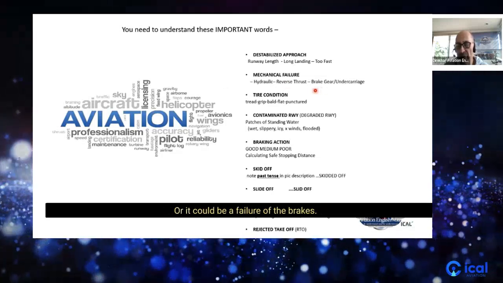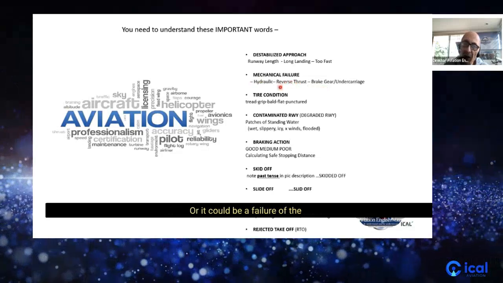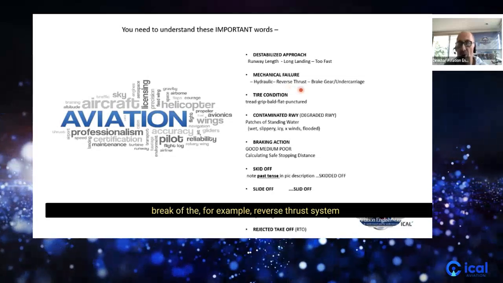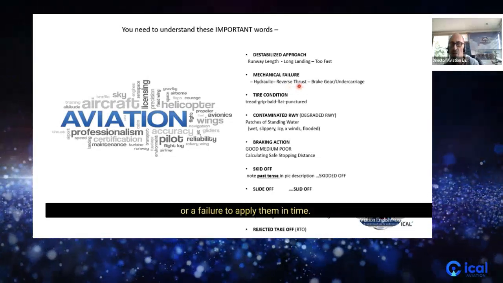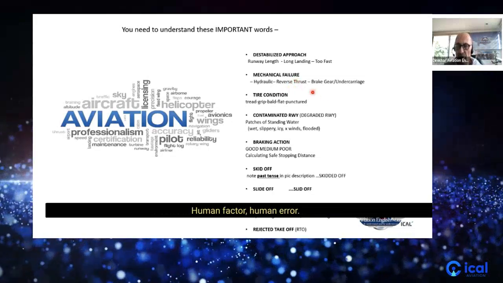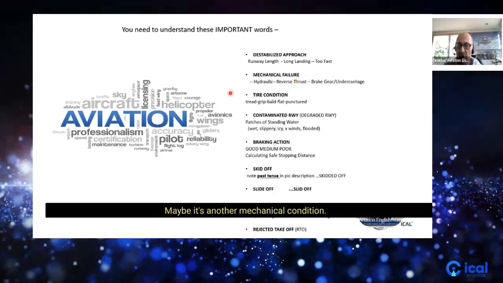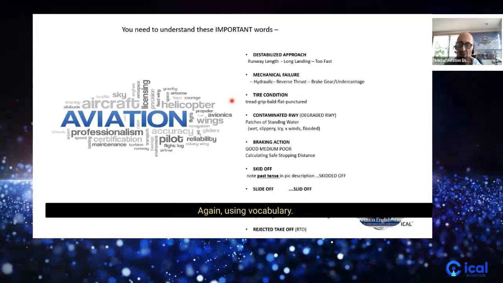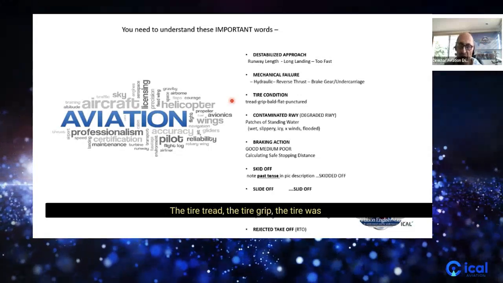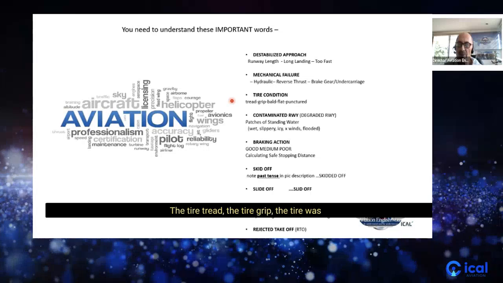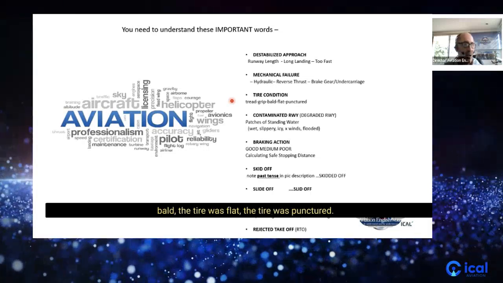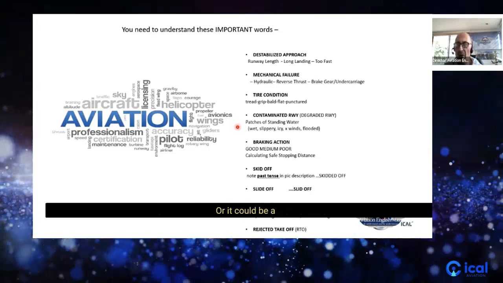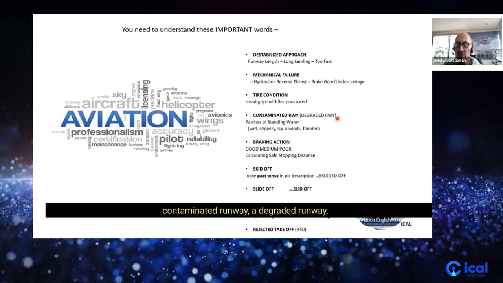Or it could be a failure of the brakes, or it could be a failure of, for example, the reverse thrust system, or a failure to apply them in time, human factor, human error. Maybe it's another mechanical condition, for example, the condition of the tire. Again, using vocabulary, the tire tread, the tire grip, the tire was bald, the tire was flat, the tire was punctured. Or it could be a contaminated runway, a degraded runway.